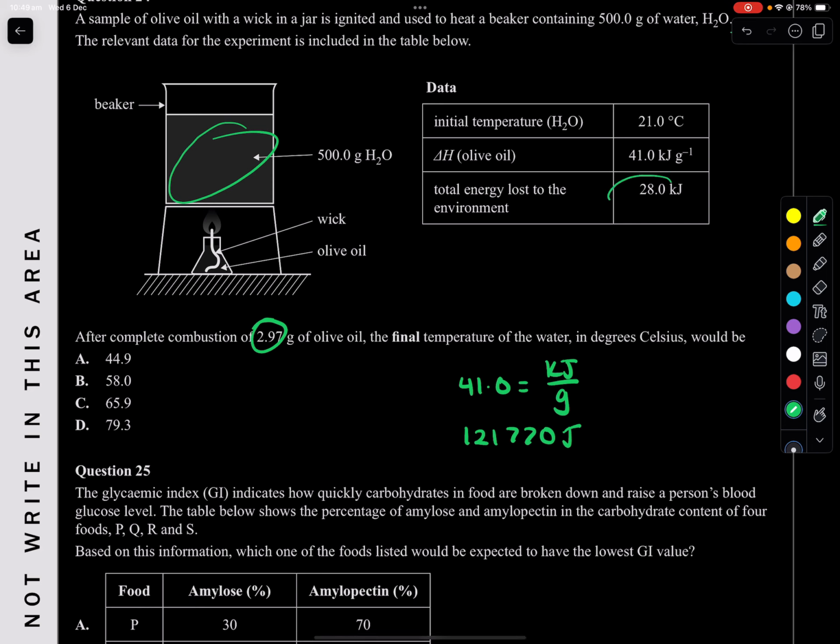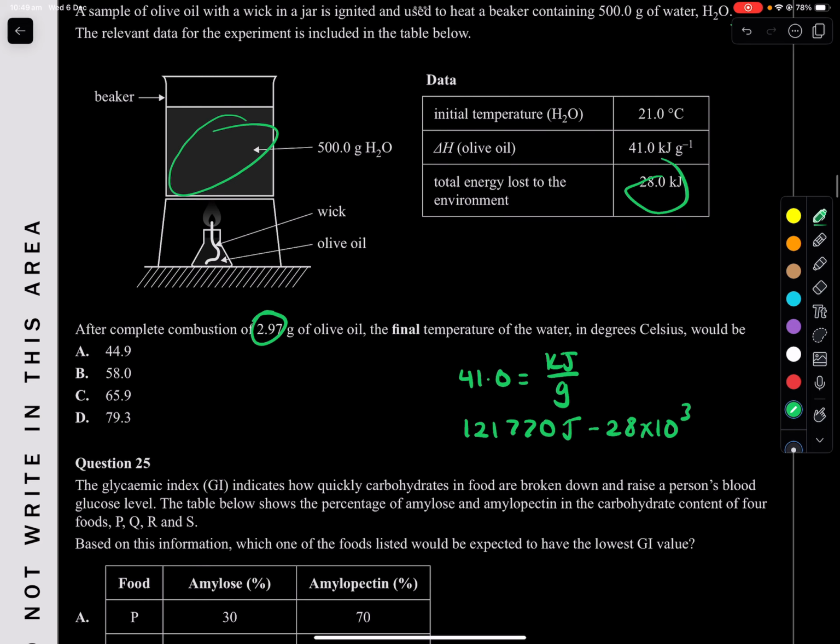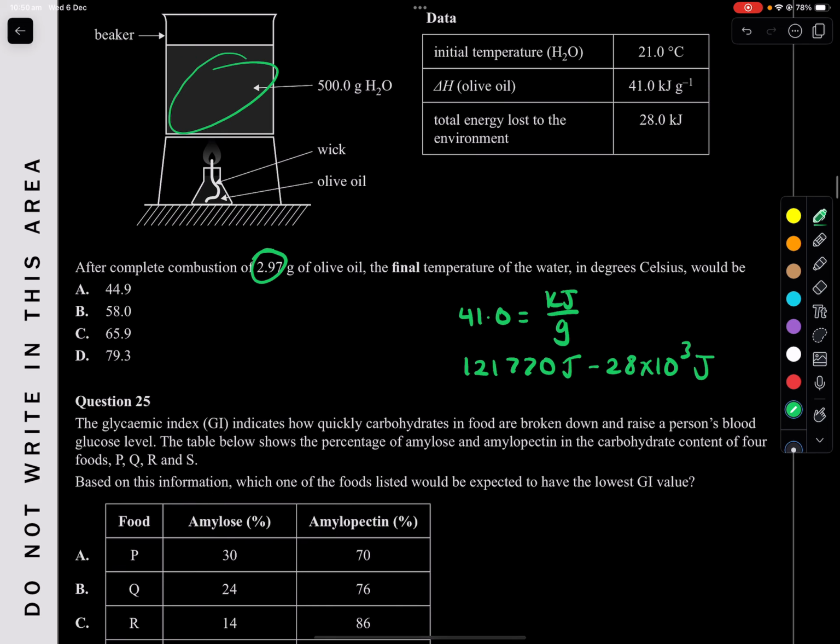But remember, we have some energy that is lost. So this is our total energy minus the 28 times 10 to the power of 3. This is the energy loss, and I should have just left it in kilojoules, but also just convert it to joules, makes your life easier. So convert that to joules and minus it from the total energy. So hence our energy we have is 93,770 joules that have gone to the water.